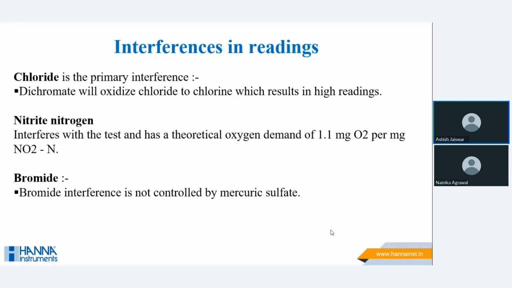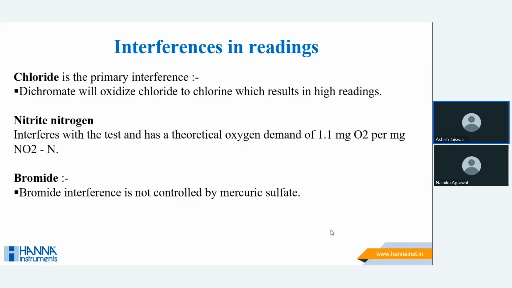Regarding interference in reading, chloride, nitrate and bromide are the main interferences. Chloride is the primary interference. Dichromate will oxidize the chloride to chlorine, which results in high readings. This interference is controlled by the mercuric sulfate in COD vials.